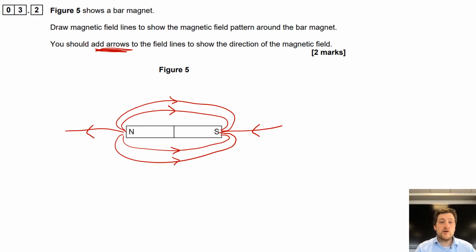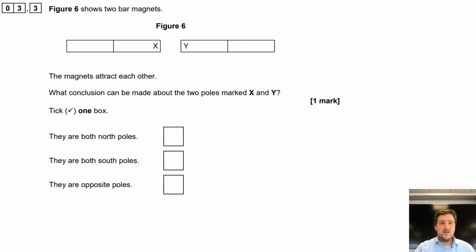Okay, you need to show they're going in every direction, essentially, from above it, below it, coming out of the north, going into the south pole. Figure 6 shows two bar magnets, and the magnets attract. Okay, so we're looking for these words. Attract means they're going together.